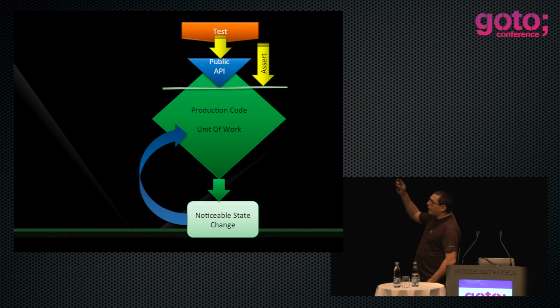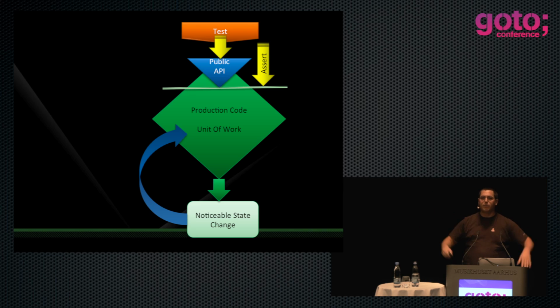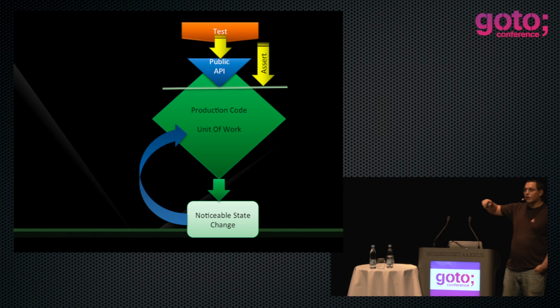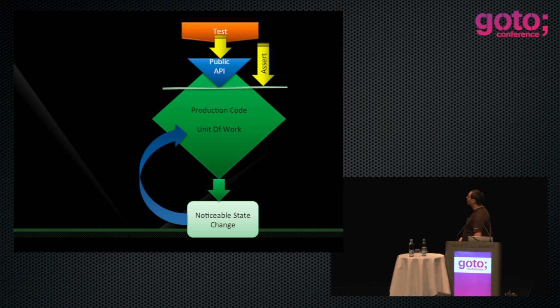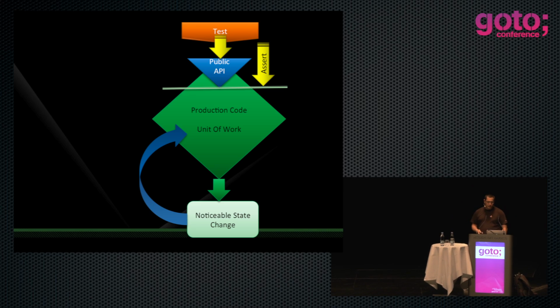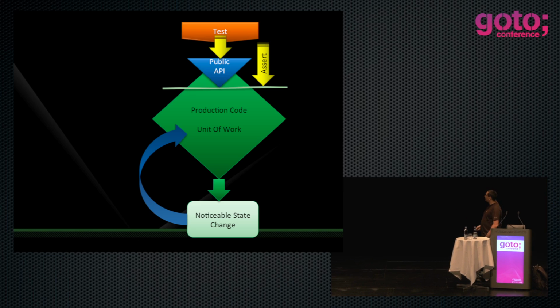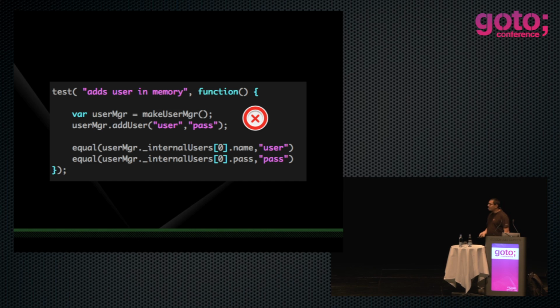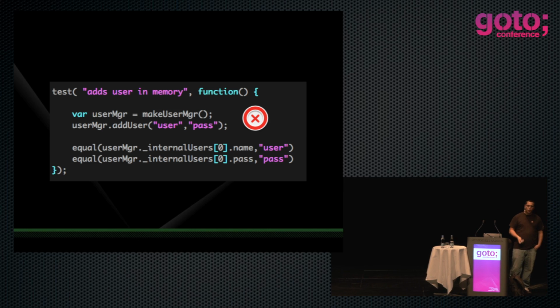So imagine that white line being the boundary of your API. The test that invokes the public API should only be asserting on an API at the same level, no level deeper. Because if you do, you're bound to get weird things. For example, look at this test. It adds a user in memory, creates a user, and then checks that there is an internal field somewhere that has the user in memory.